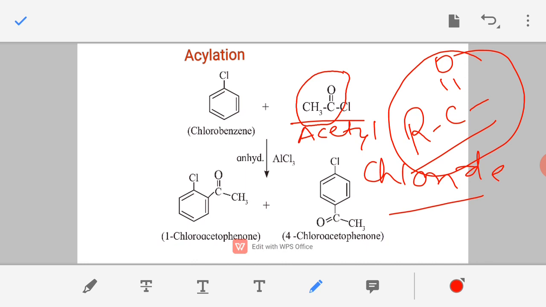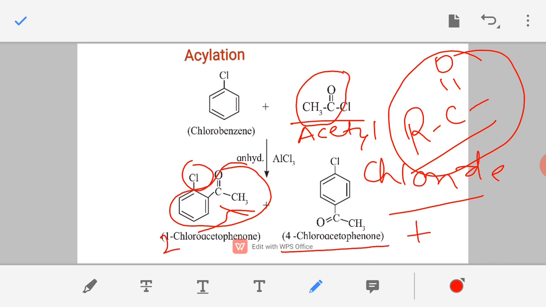In the chlorobenzene, the C double bond OCH3 is attached to the ortho position, and the C double bond OCH3 is attached to the para position. But suppose the C double bond OCH3 is attached to the benzene ring, it is a derivative of a ketone. The name is acetophenone, and with respect to that, the chlorine is attached to the second position. Therefore, it is called 2-chloroacetophenone. In the second compound, we prepare 4-chloroacetophenone.